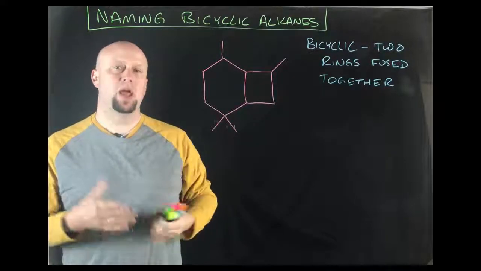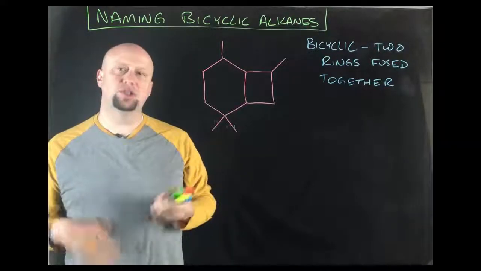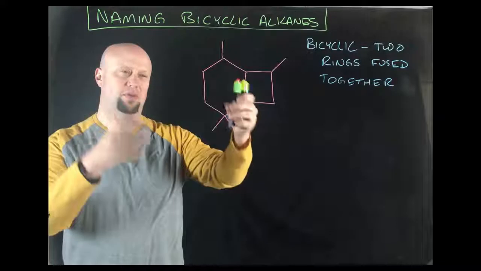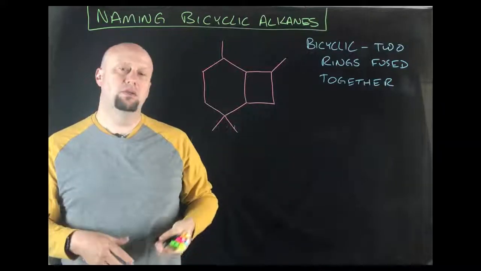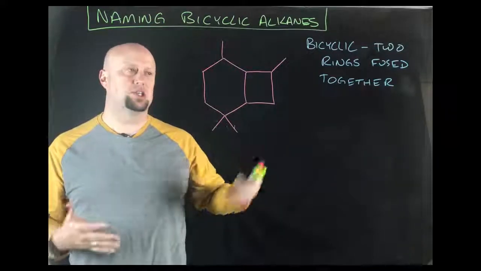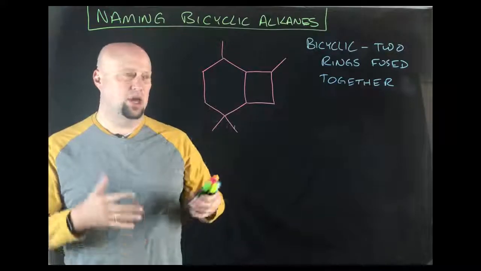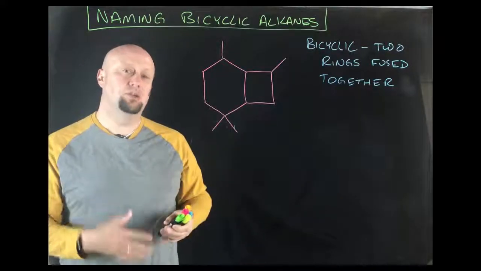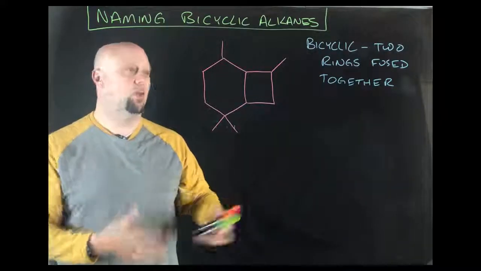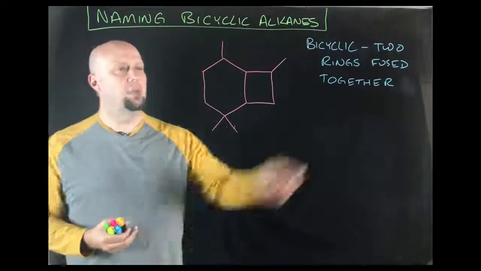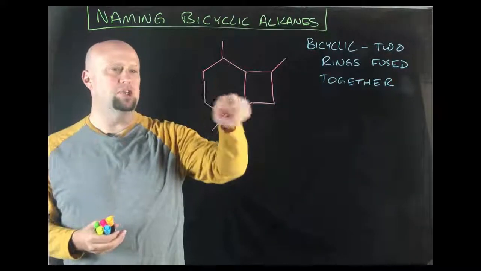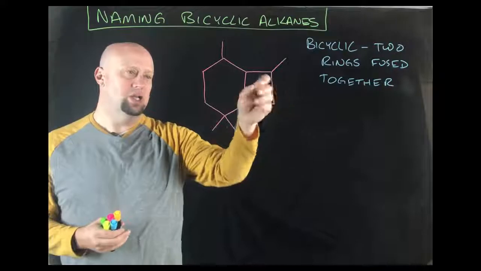And of course, if you know much about your upper biology, you'll know that we can have structures where we've got even more than two rings fused together. But at the level that we're at, we're going to stop with naming bicyclics, and that will give you enough idea to be able to go on from there and figure out what you need to do from there.